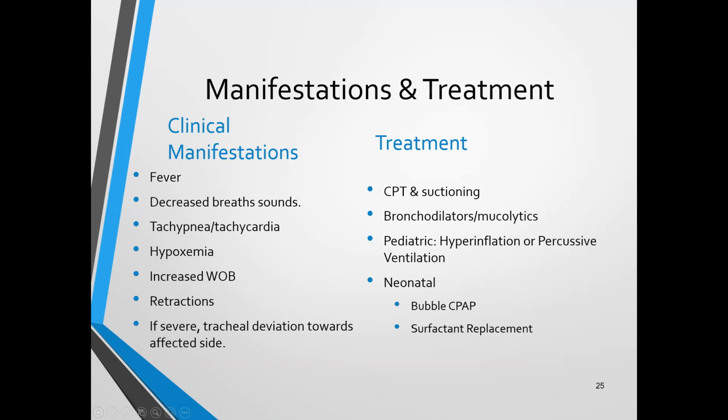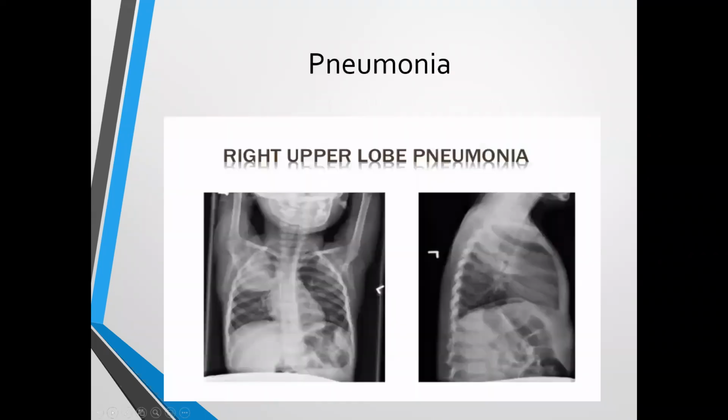If severe, tracheal deviation towards the affected side. Treatment: CPT, suctioning, bronchodilators, mucolytics, pediatric hyperinflation, or percussive ventilation. Maybe things like a cough assist later, like a MetaNeb, but not with your babies; it may be with your very young children. You could use both the cough assist or Exsufflator, with some success. Neonatal bubble CPAP and surfactant replacement would be included in your ensemble as well.